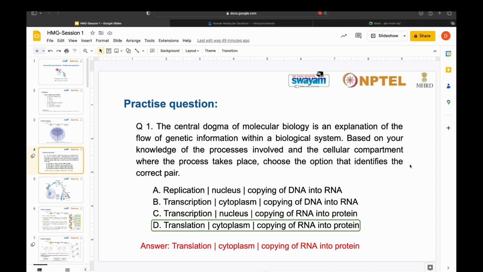But based on your knowledge, it is asking us about cellular components. Unless genetic material is transferred from DNA to RNA, translation will not occur. Actually, either the question is wrong or the option is wrong. It should have been replication, occurring in the nucleus, and copying from DNA to RNA. Since for all three days everybody is saying D, but whenever it is genetic information, it should come from DNA.